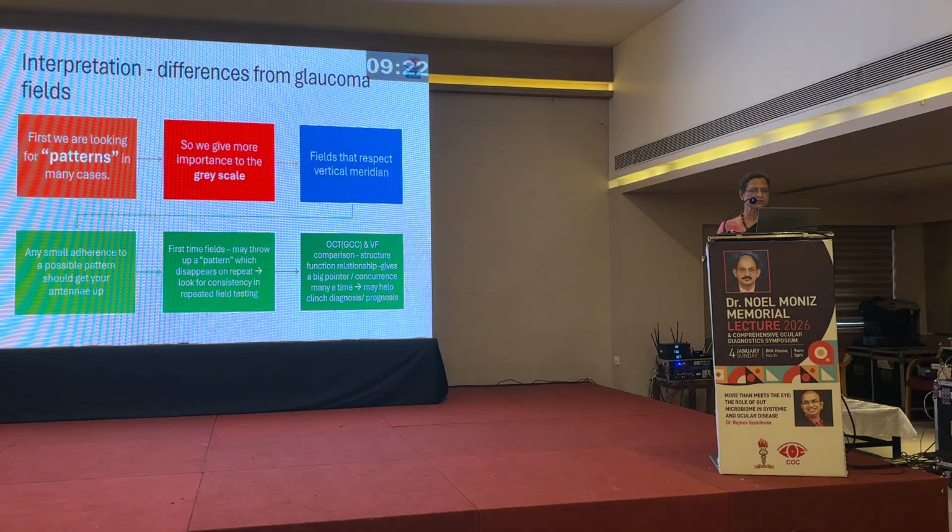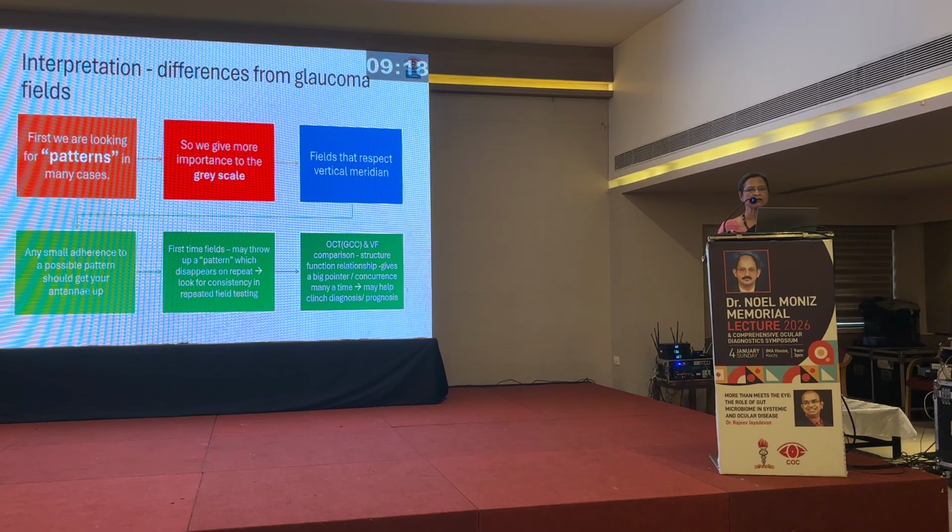Some other points of difference is that here we are first looking for patterns in many cases. So we give a little more importance to the grayscale than we do when we are looking at a glaucomatous field. Fields that respect the vertical meridian are always suspect. Any small adherence to a possible pattern should get your antennae up.